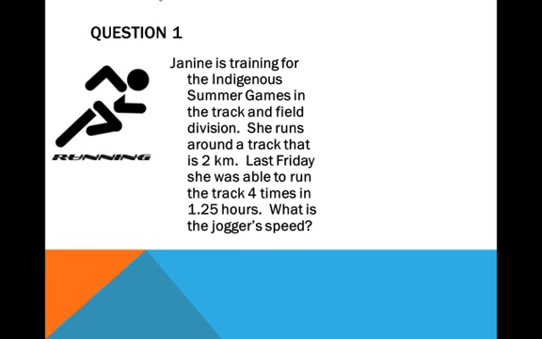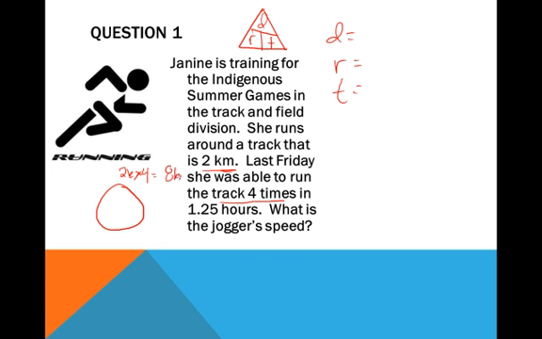So basically, remember that we have to do the distance over rate time, that little triangle, and we have to find the distance, the rate, and the time. Just list those down along the side. Now it says here that she runs around a track that is 2 kilometers, but she ran that track 4 times. So she ran once, and that's 2 kilometers, and she did that 4 times. So we have to multiply her distance by 4, and 2 kilometers times 4 gives me 8 kilometers. So our distance here is 8 kilometers.